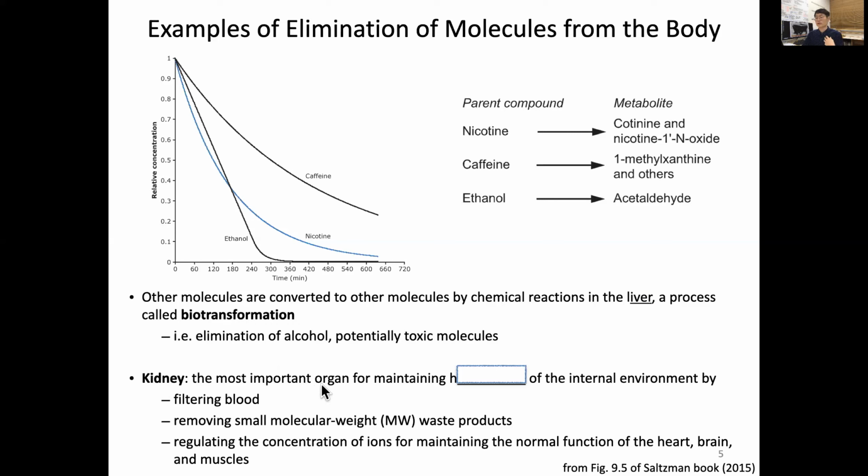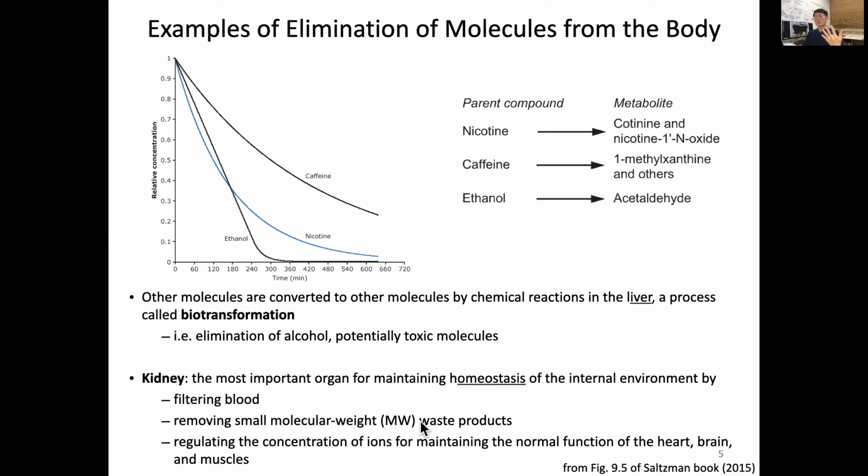And now let's talk about the kidney. By far the most important organ for maintaining our internal environment is the kidney, which keeps our balance of homeostasis. What does the kidney do? First, it has a sieve that directly filters especially small molecules, not protein, because we don't want protein out of our body. So it filters blood, and the second is removing small molecular waste products.